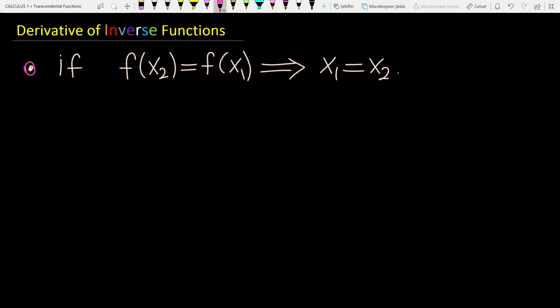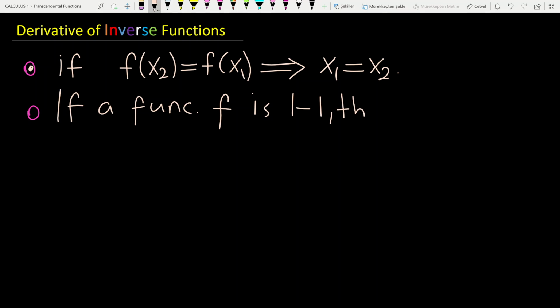So, let me also write the second piece of information. If a function f is one-to-one, then it has an inverse. So it is a must condition. If it's not one-to-one, then it doesn't have an inverse. Okay?